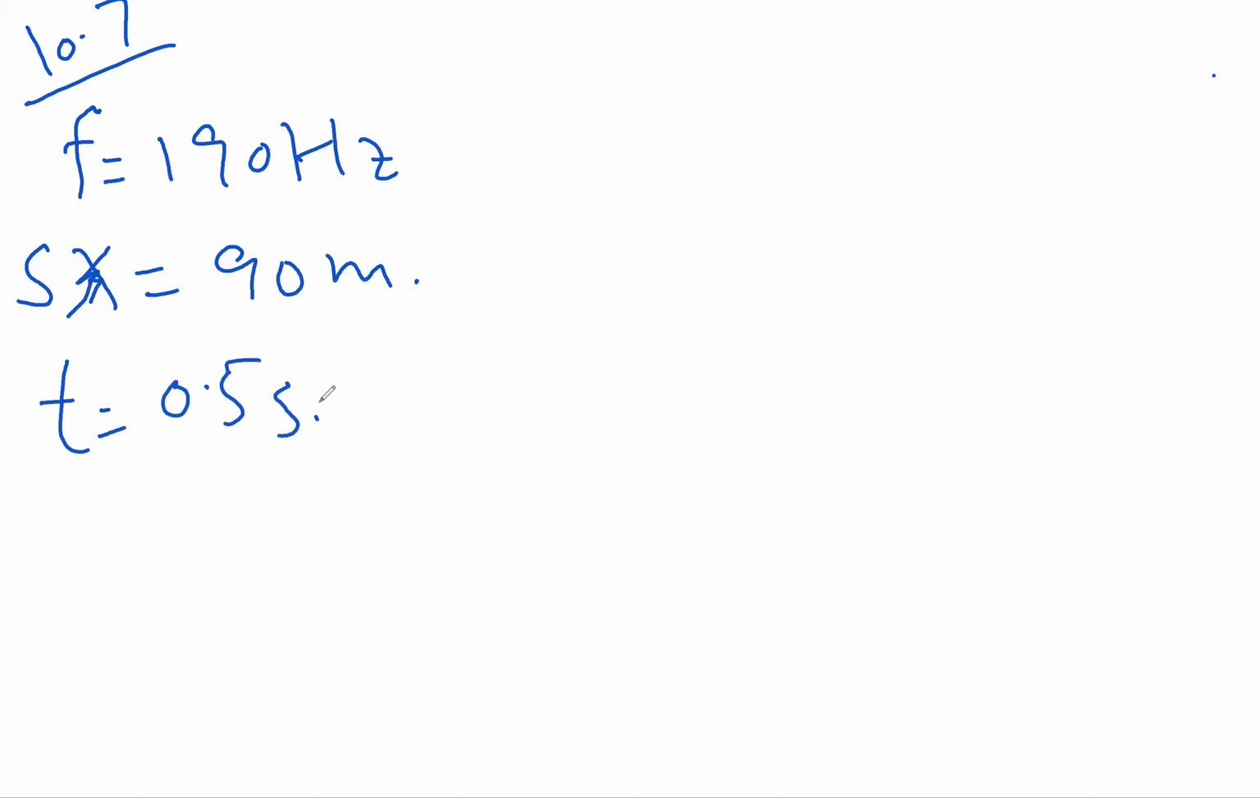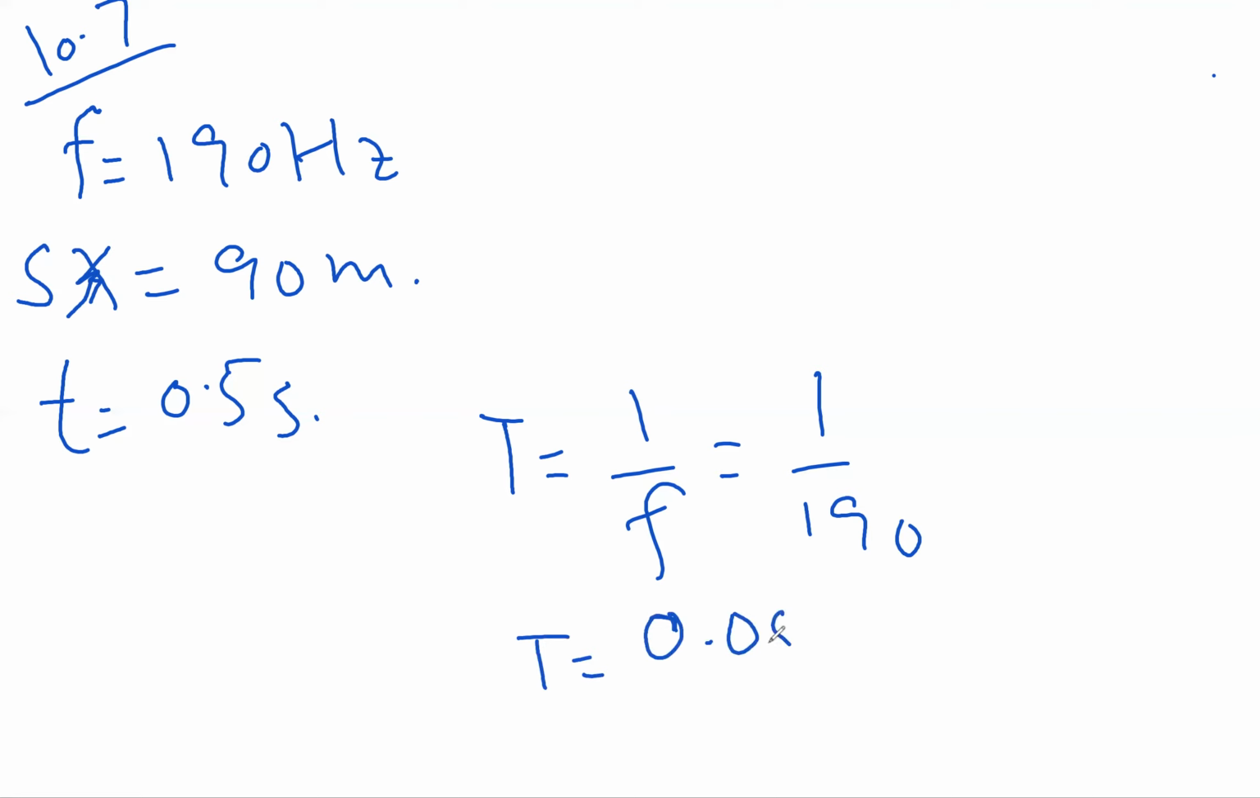What is the period of the wave? So time period is equal to 1 by F, 1 by 190. 1 divided by 190. You will get the time period equal to 0.05 second. Do the calculation.